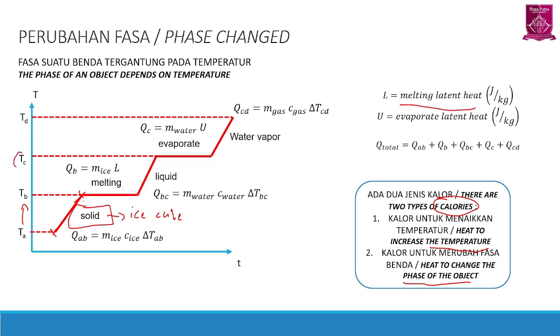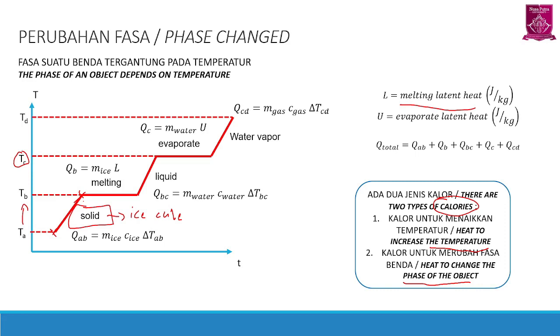Now if I continue to heat the water, the temperature will rise again, up to Tc. So there will be heat to increase the temperature. The heat is Q_BC equals m water multiplied by c water, the specific heat of water, multiplied by delta T_BC.